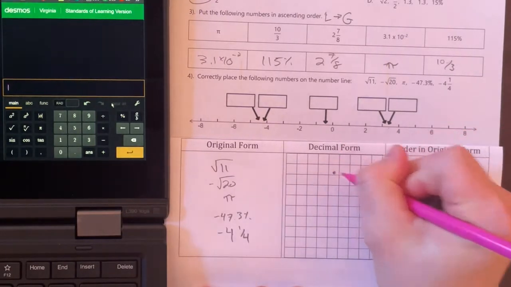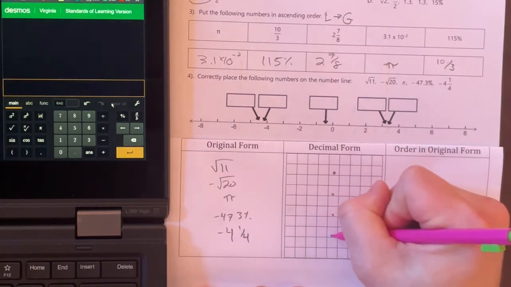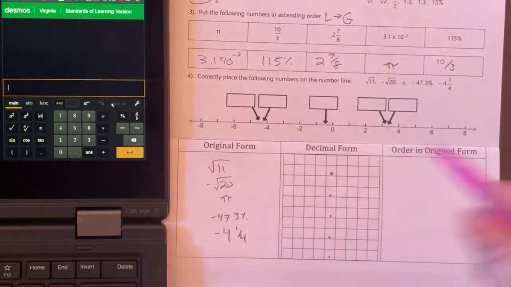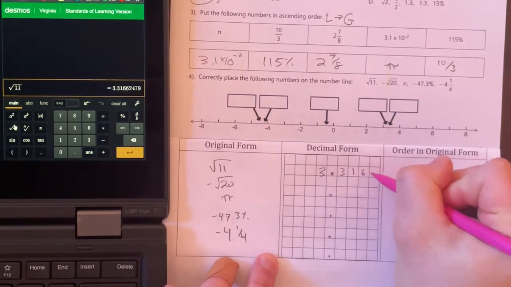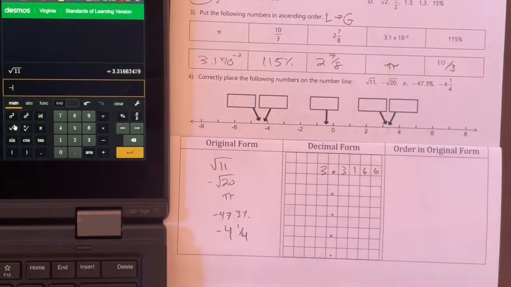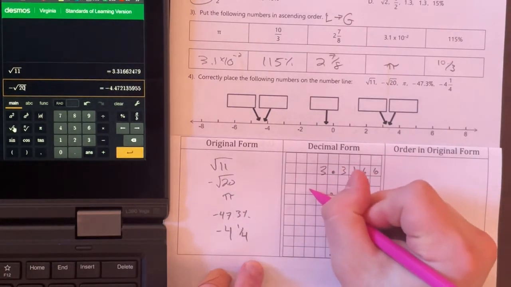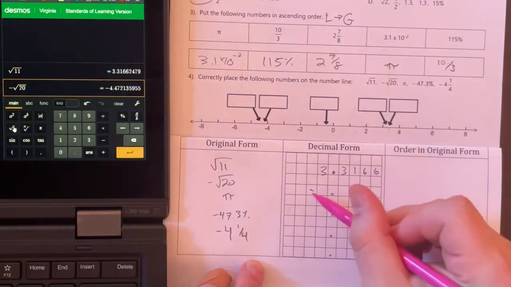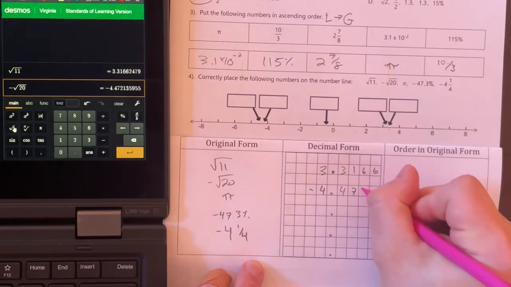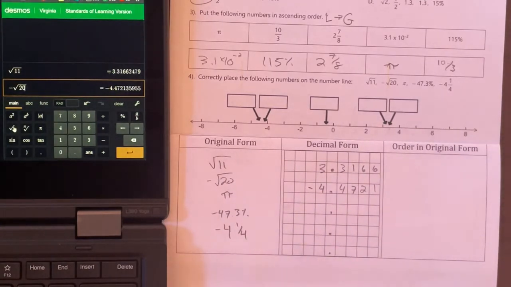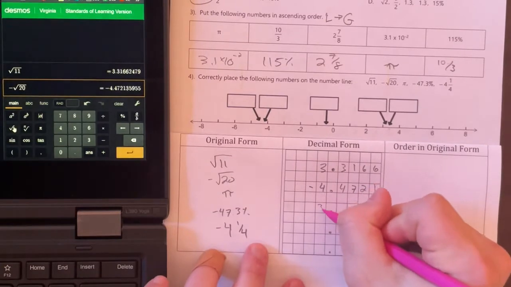So what I can do is I can place those decimals down first. I have 5 values that I'm changing to decimal form. So we can type them in as they appear. So I have square root of 11. I have 3.3166. I have the negative square root of 20. Again, be mindful of what you're typing in. It has to look exactly as it does in the problem. I just put the negative sign out front, so I have negative 4.4721. Let's have pi.